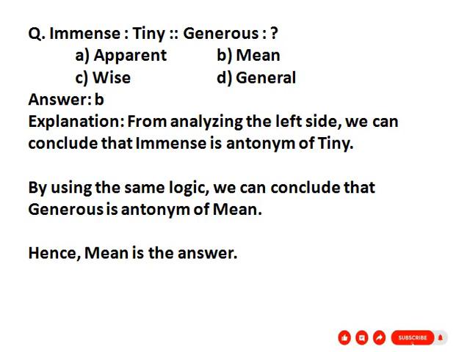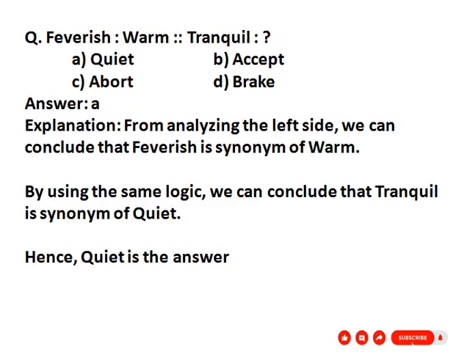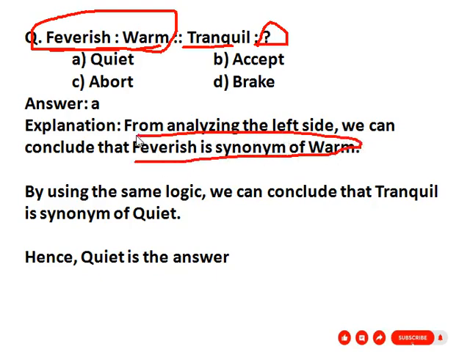Our next question is avarice, warm, tranquil, question mark. What is the relation between the first two words, avarice and warm? So, avarice is a synonym of warm. That is, warm is similar to avarice. By the same logic, tranquil is the synonym of white. So white is the similar word of tranquil. So our correct answer is white. Here given option A, white.